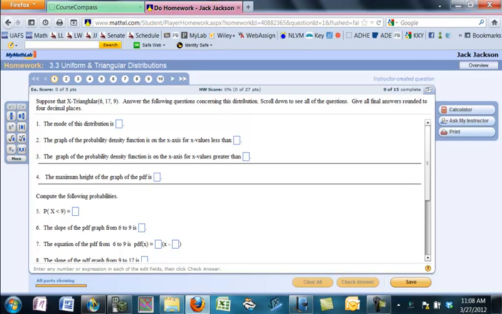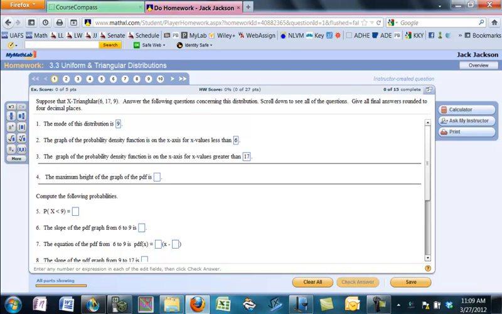So some of the things we're going to compute as we go along, we're going to prefer to use fractions, but only what we type in the blanks will be decimals. So first of all, what does this mean, triangular 6, 17, 9? Well, it means to the left of 6, there's nothing there. So the graph of the probability density function on the x-axis for x values, it's on the x-axis for values less than 6 and also for values greater than 17. And then the mode, that is the highest value, occurs at 9.